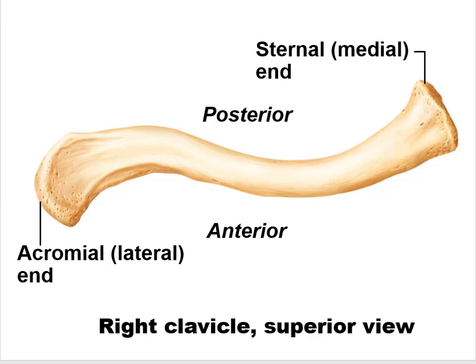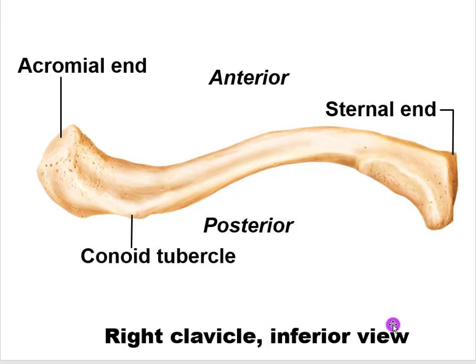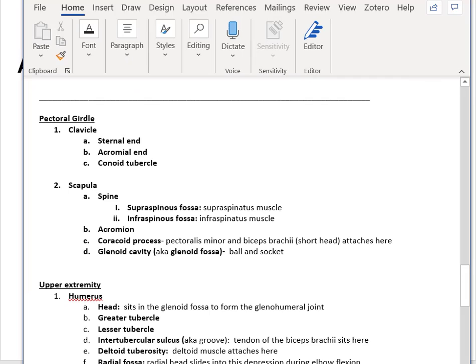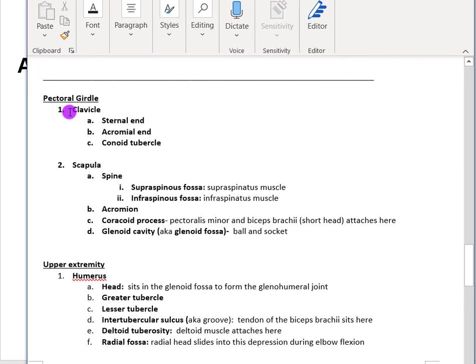The only other part that you need to know is that if you look towards the acromial end, we're going to switch to an inferior view, there's a little bump there. Remember that the word for bump is tubercle, and this is called the conoid tubercle. If we drag our word list over, we see that for the clavicle, we have the sternal end, acromial end, and the conoid tubercle. And that's it for the clavicle.